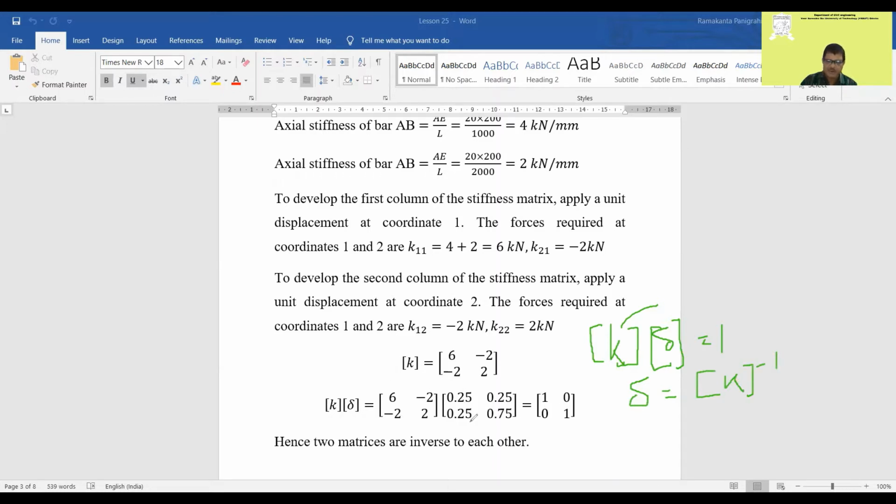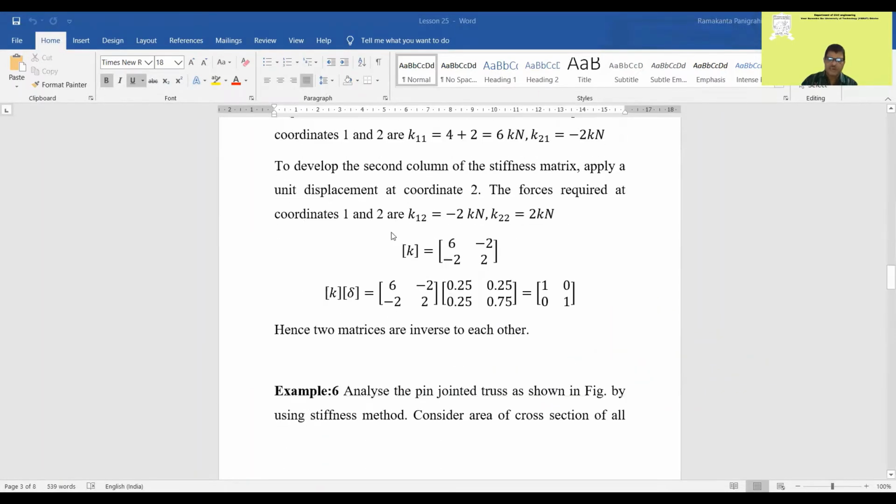You can find the K inverse, it will come this way. Or if you know this delta matrix from somewhere, then you multiply K into delta, and there will be 1, 1. So this becomes an identity matrix. That is why they are inverse to each other. So the K matrix, the stiffness matrix, and the flexibility matrix for a system are inverse to each other. That can be proved. For the same problem, if you find out the flexibility matrix it will come this way, and you can make this inverse of each other or multiply K into delta, which is equal to 1.